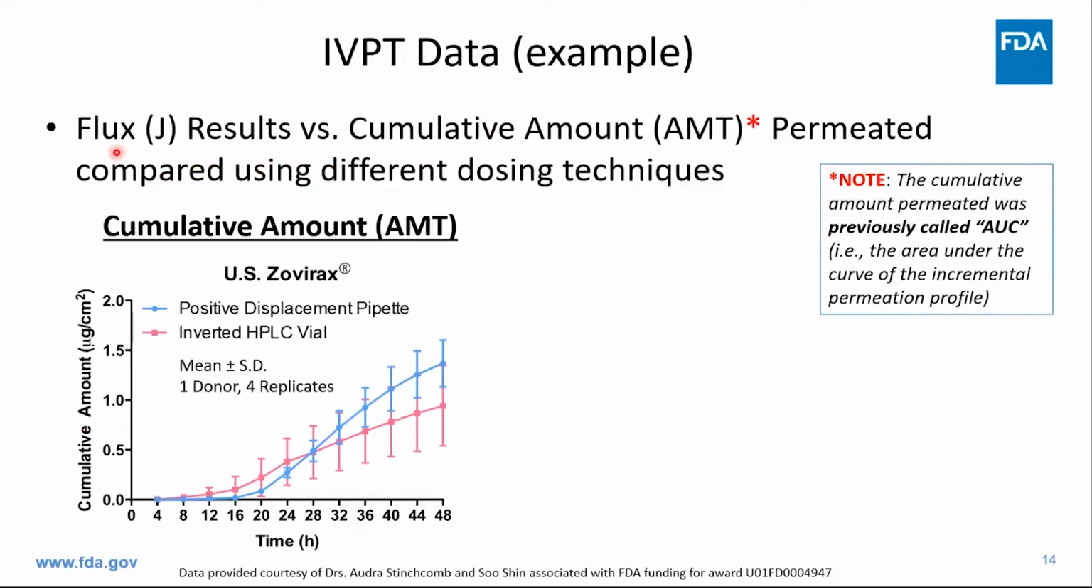Now, the other thing I want to talk about is what are the parameters. We looked at flux data. I also want to talk about the other parameter that we often look at, which is the cumulative amount permeated. And this is a plot showing not flux, but the additive amount that's permeated across time, the cumulative amount permeated. This has historically been called AUC for the area under the curve of the incremental permeation profile, but it is different than the AUC used in, let's say, plasma pharmacokinetics, where there are calculations with trapezoidal rules. So here, I'm proposing that we use a distinct term, not AUC, but AMT for the cumulative amount, where that amount is really this value, the additive amount across all the samples that's permeated across time. That cumulative amount is that AMT.